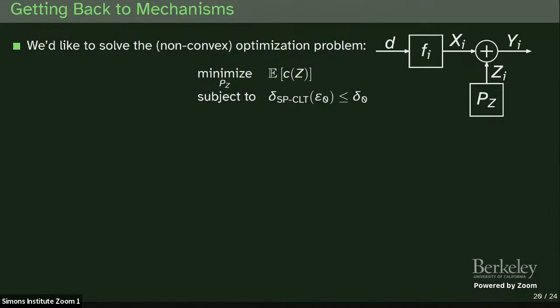This is a very similar kind of idea to what came of the Cactus mechanism. This is a little harder because this is now a non-convex problem, because the CLT expression is more complex. It's not necessarily convex.